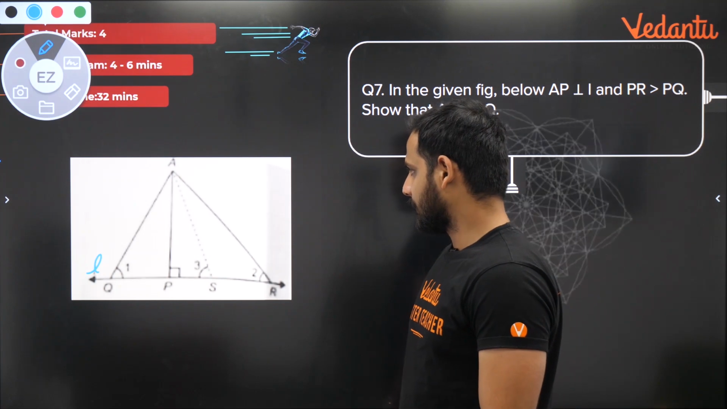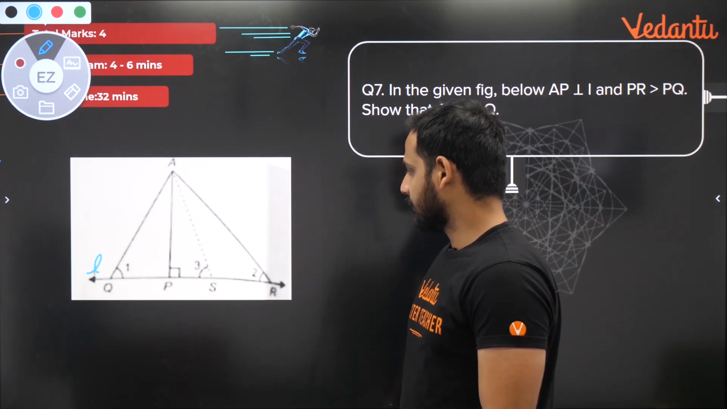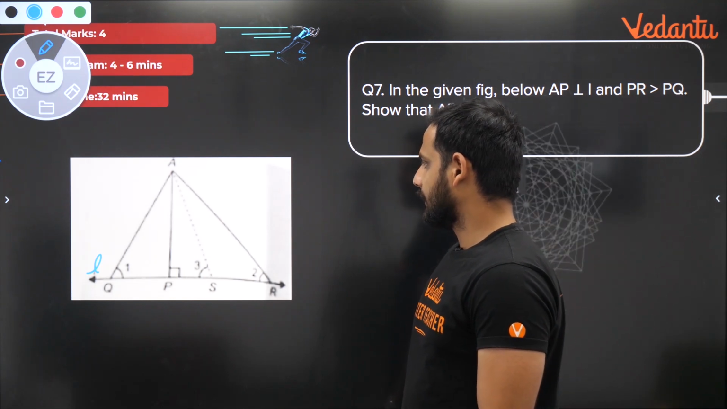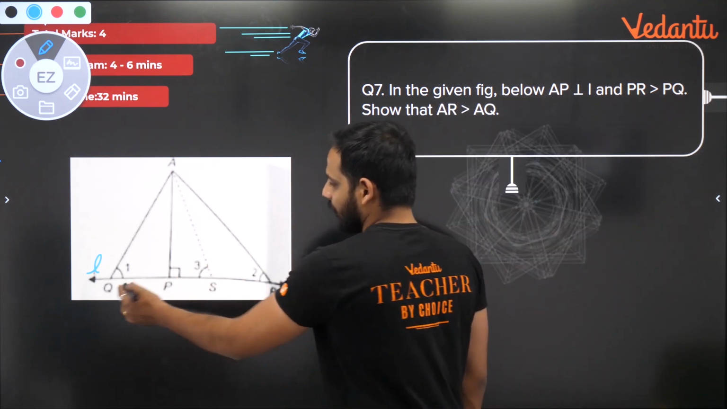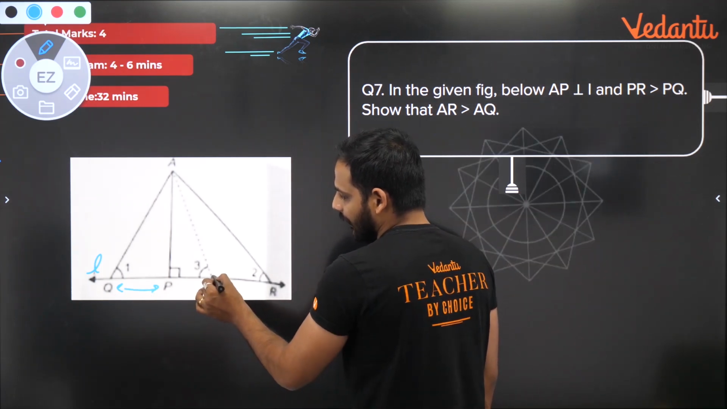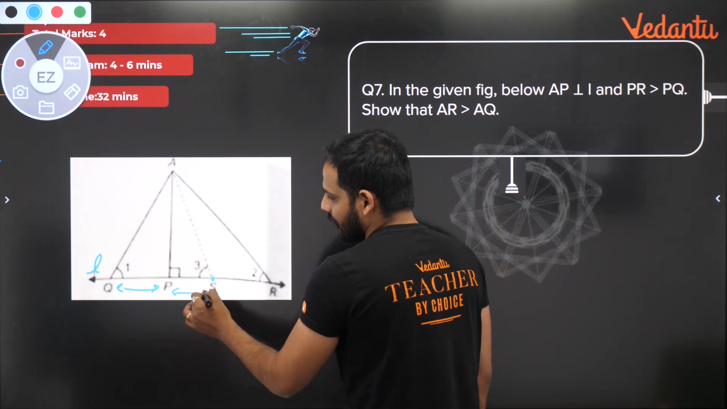Or we can draw PS. Which construction will be easy? In both ways, we'll be getting the same part only. AP is common, 90 degrees. Okay, let's do this. Since PR is greater than PQ, on PR let's get a point S such that QP is equal to PS.